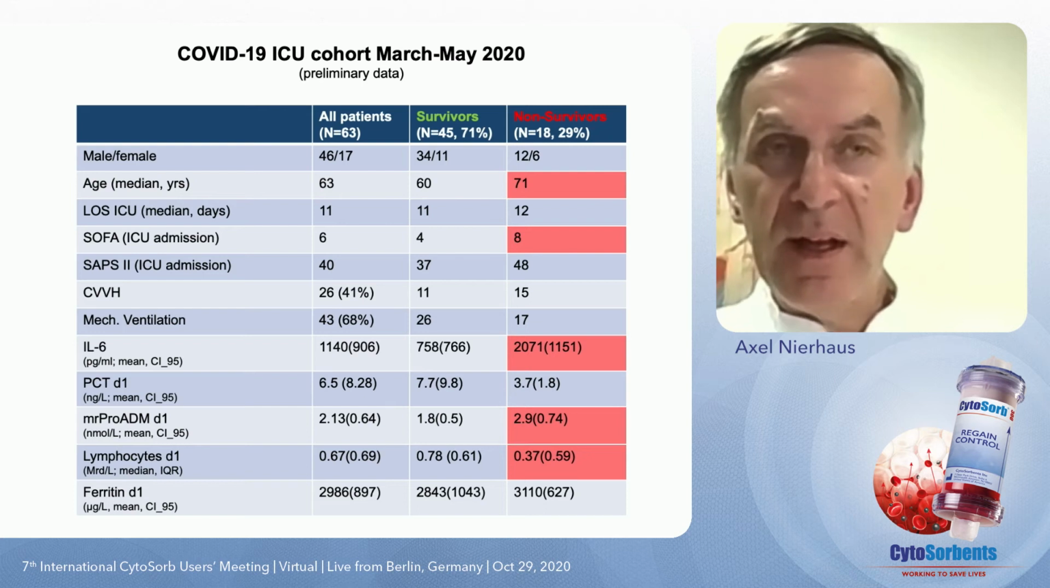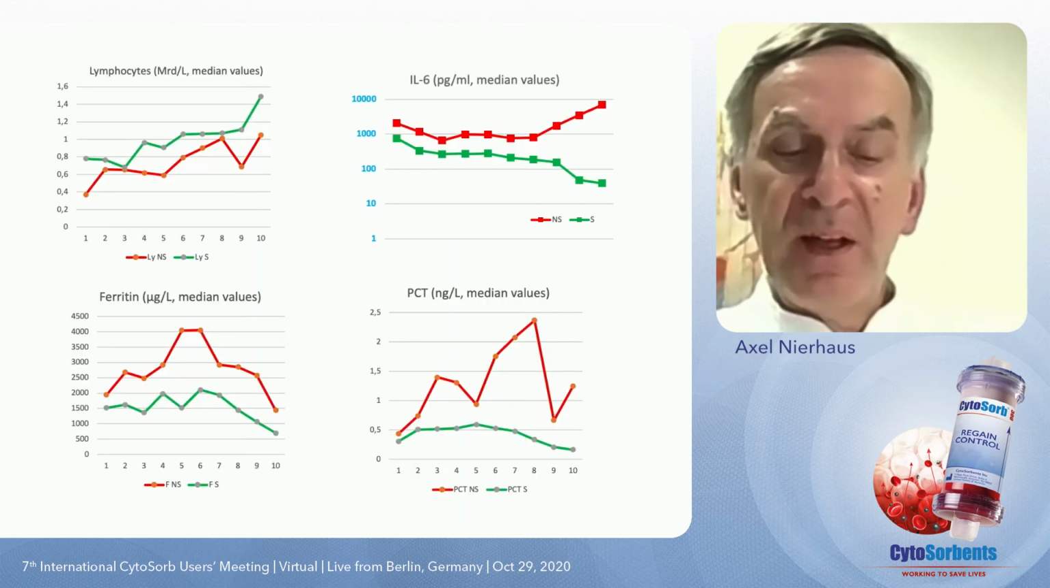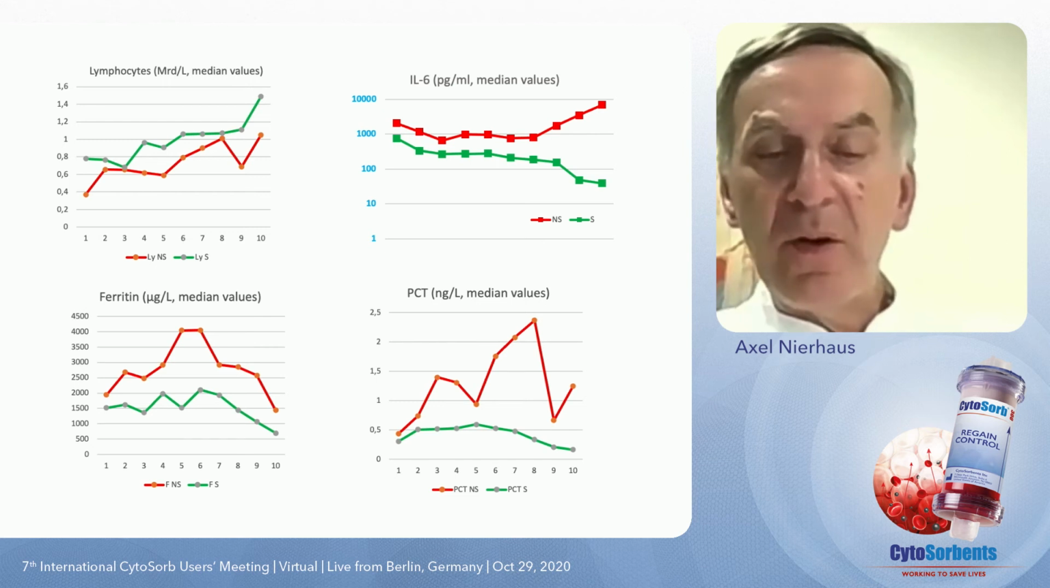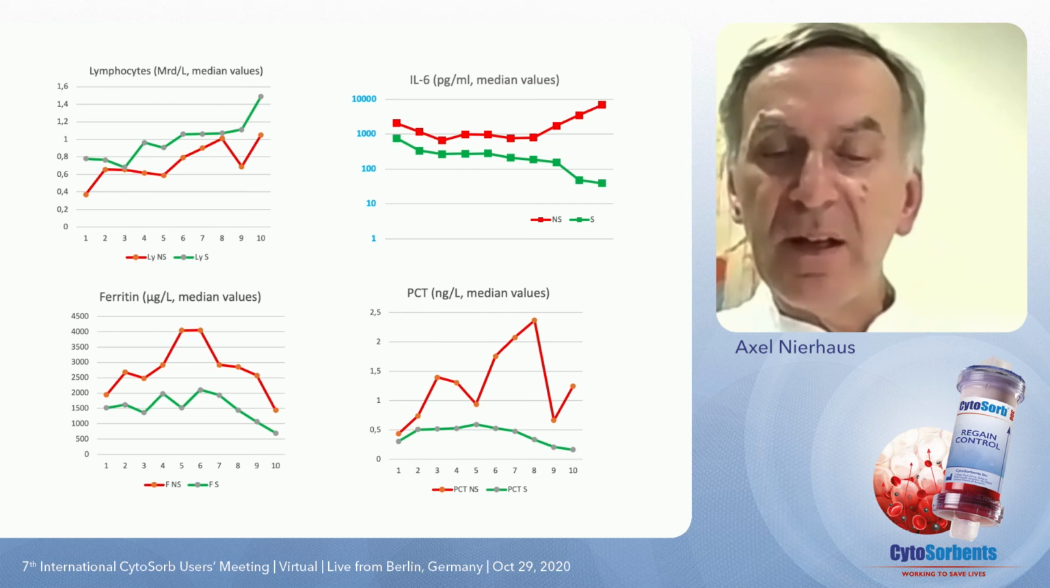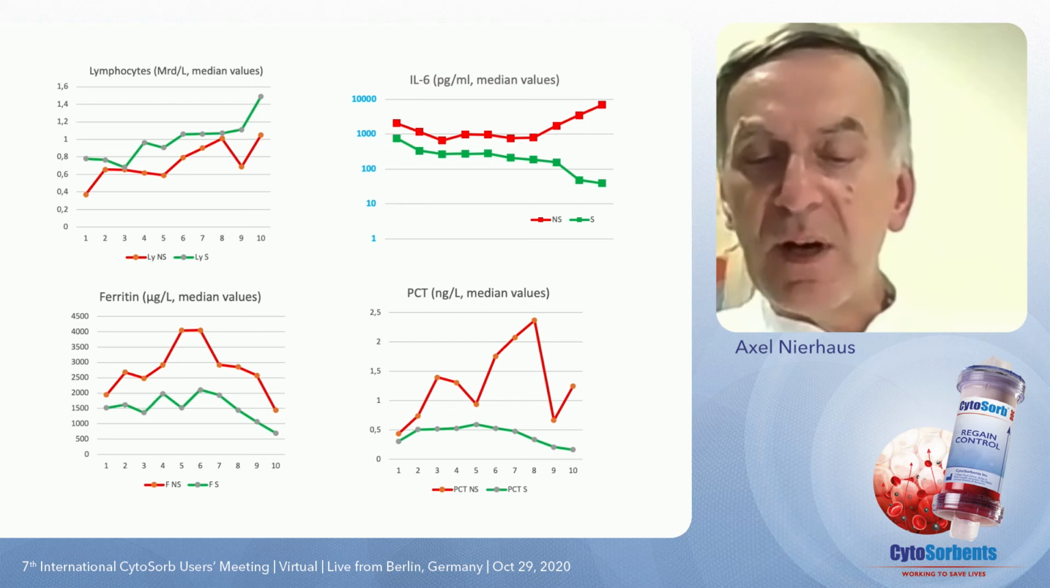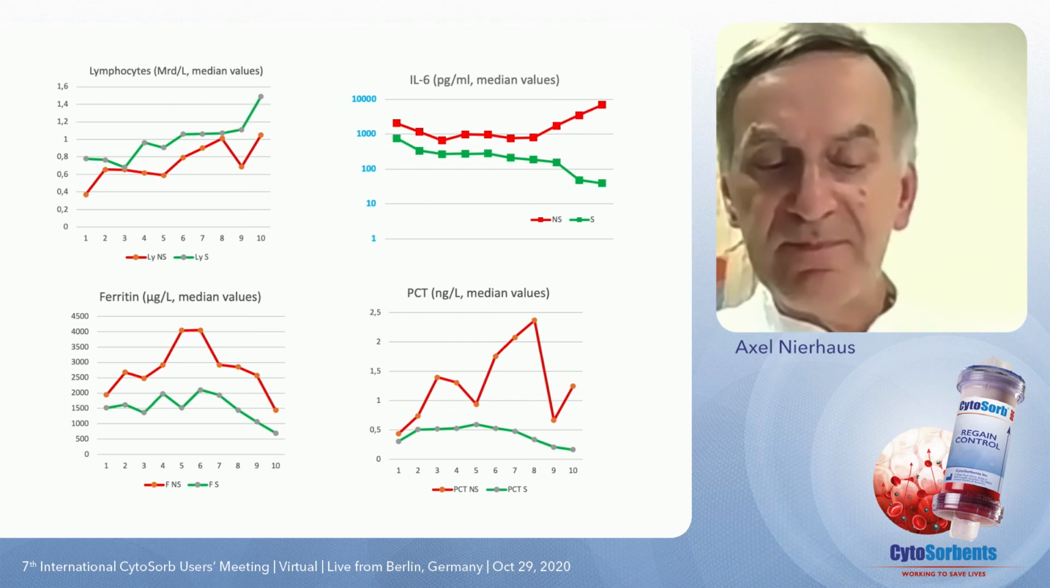SOFA score. Next. The non-survivors in red had lower lymphocytes, as I said, and clearly higher IL-6. This is a logarithmic scale on the upper right-hand corner. They had higher ferritin levels, not only on day one, but also over the whole course of the disease, and also higher PCT levels. Next.